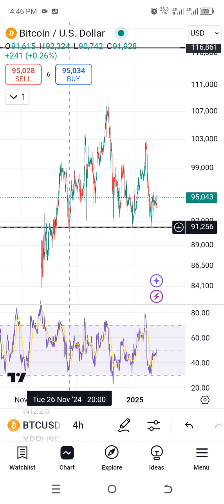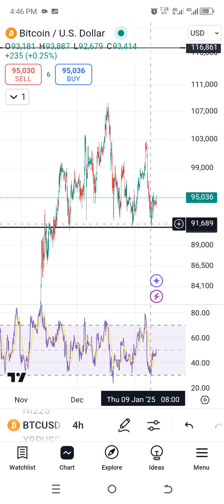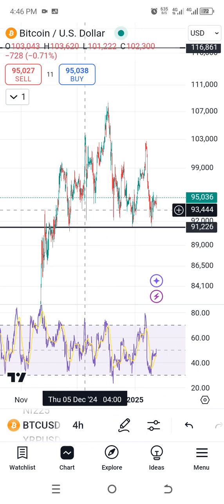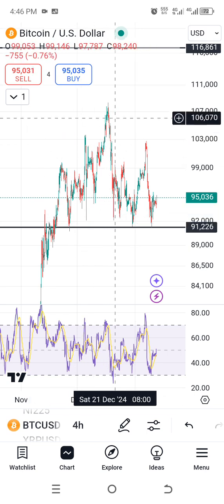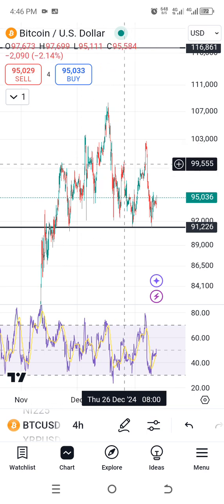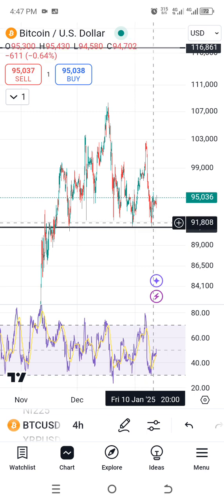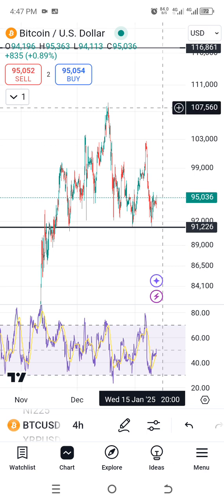This was back in November 2024, this was 30th December 2024, and now this is 10th January 2025. Here was the head and shoulder pattern. This was the left shoulder, this was the head, and this was the right shoulder. But it still came down to this zone of 91,000 here, on the 10th of January 2025. It did not break, and now we're headed higher.